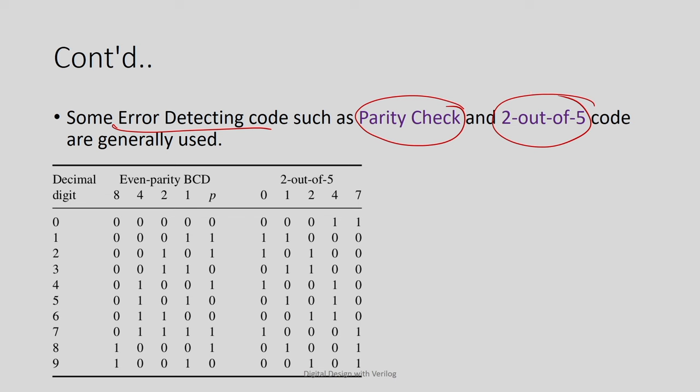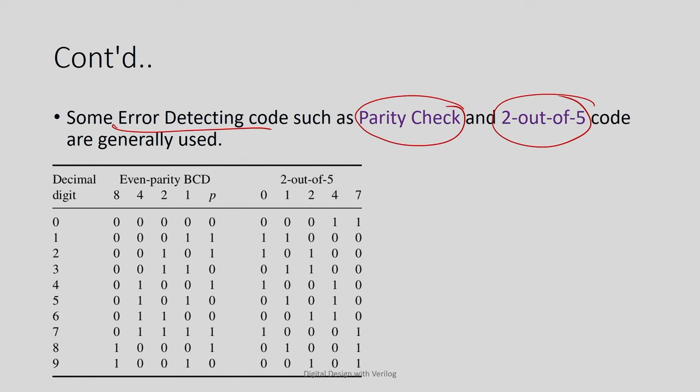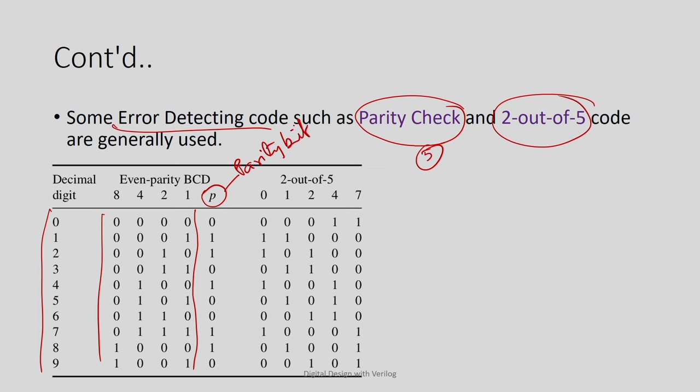The parity checking code is very simple, we can develop it easily. What we can do is take the BCD encoding of these digits. If I take 0 to 9, their BCD encoding is from 0000 to 1001, which we are already familiar with. As I mentioned, for these 10 decimal digits I need 5 bits. So the 5th bit that I am going to add is a parity bit, okay. This is my parity bit. And then I make it even parity.